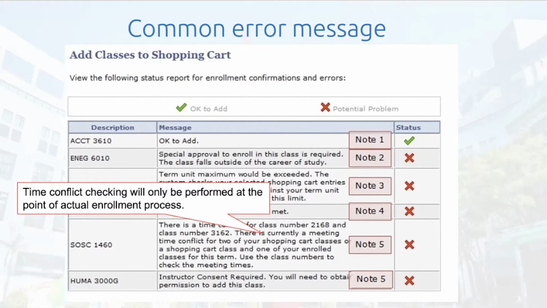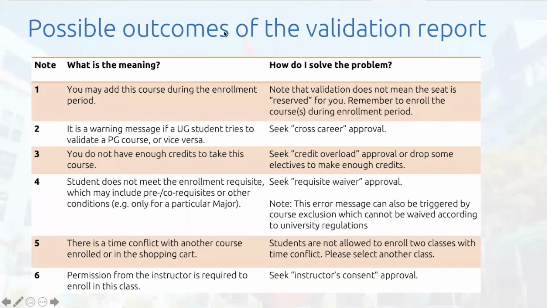Here are the possible outcomes for the validation report. For the first case, this is the course you can add during the enrollment period, but please complete the enrollment procedure during the enrollment period. For the second case, every undergraduate student who wants to enroll in a postgraduate course must apply for across career approval. For the third case, if you do not have enough credits to take the course, please seek credit overload.